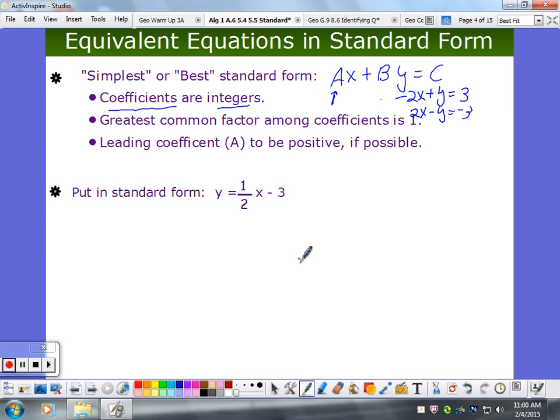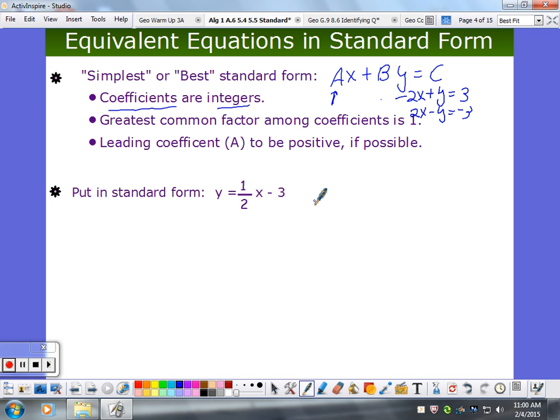So let's say I've got this one, and this is on your paper somewhere. Can you find this? It's kind of in the middle of page 1. It says, write this in best standard form. Does everybody know where we are? Everybody there? Anybody not sure? Because I'll show you. Okay. So let's put it in standard form.